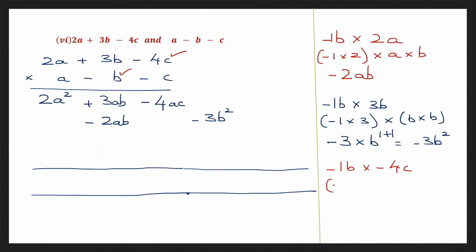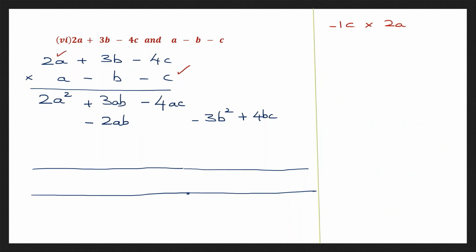Now let's multiply minus b into minus 4c. So let's take the numbers first. Minus 1 into minus 4 and then we have 1b and 1c. Minus into minus is plus. 1 4s are 4, b, c. Do we have a column for b, c? We don't have, so let's write it separately. Plus 4bc. Now we finish with b, we're going to take c.